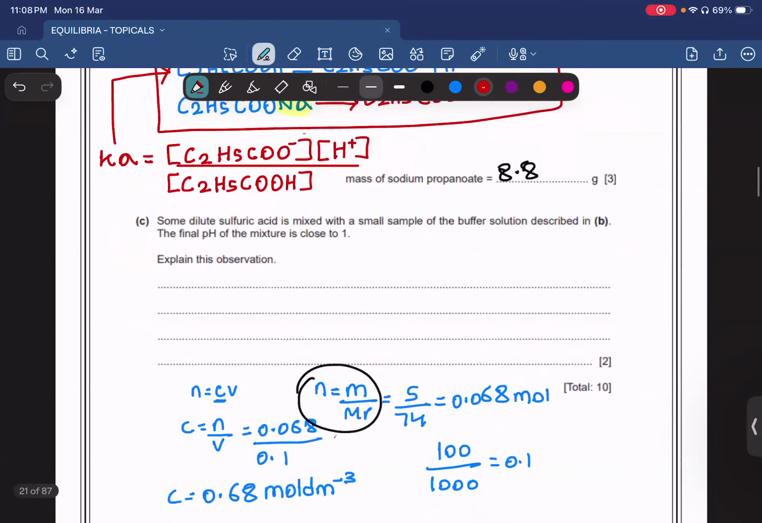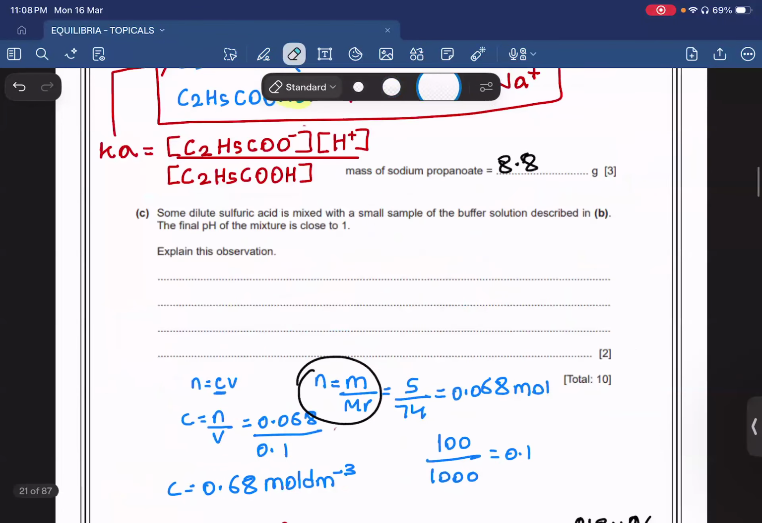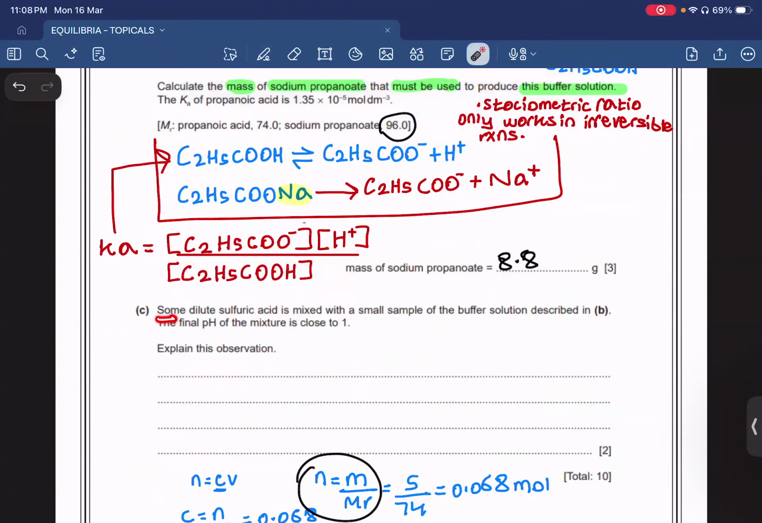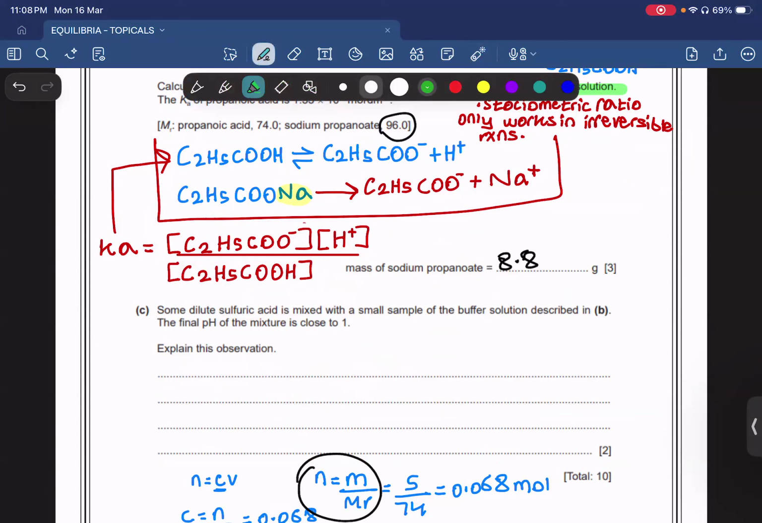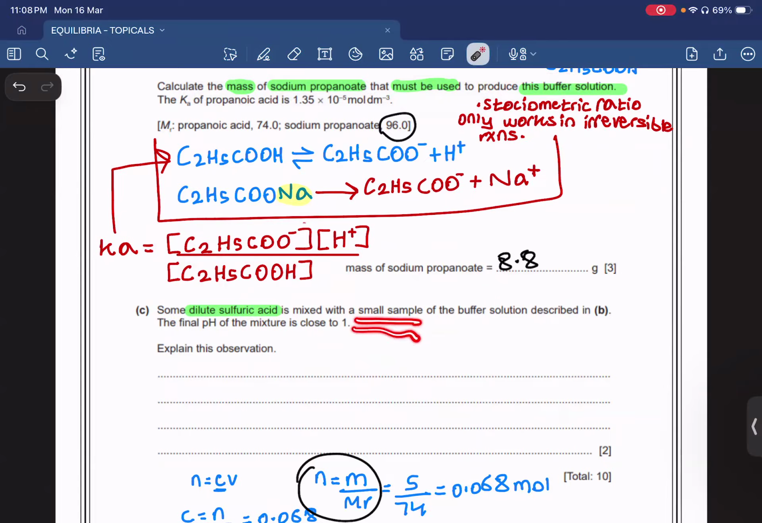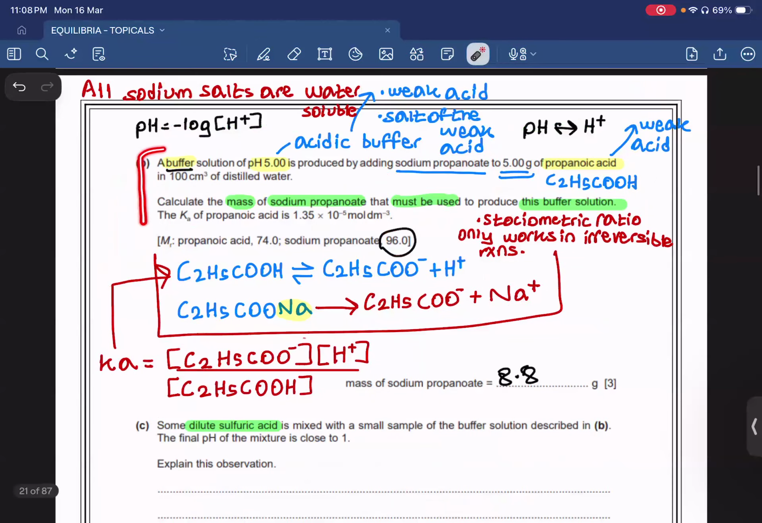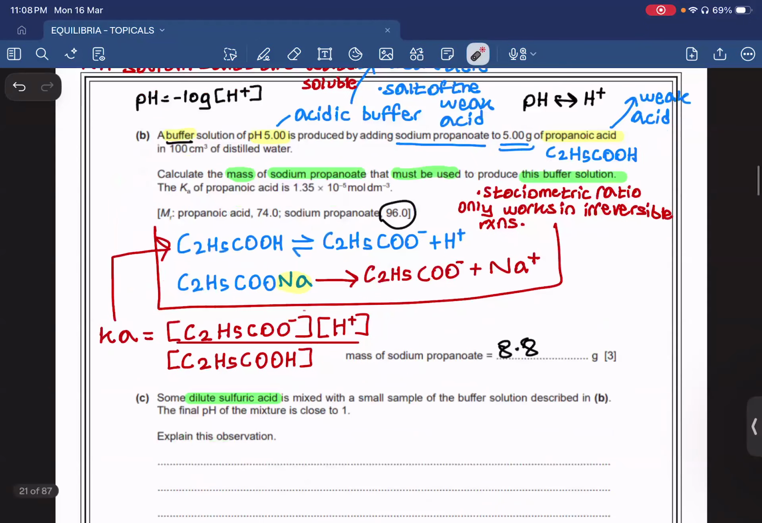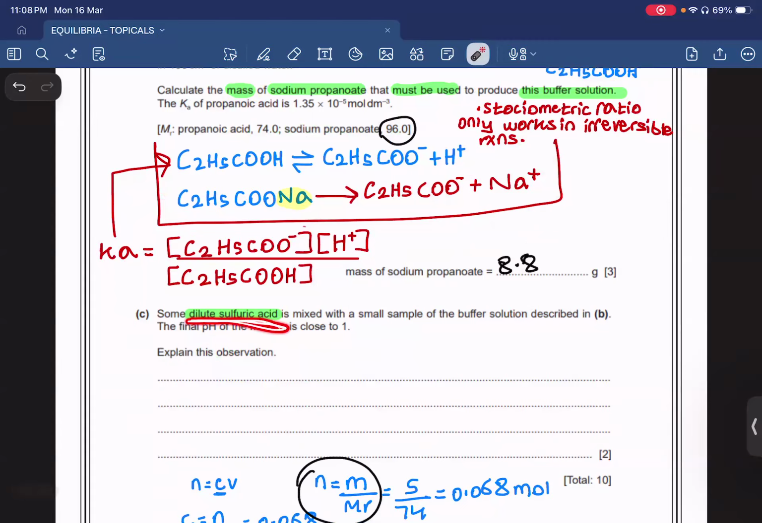Okay. Now let's see. Let me erase. Let's just keep it as it is. Okay. Some dilute sulfuric acid is mixed with a small sample of the buffer solution described in part B. So this buffer solution right here, you take a small sample of this buffer solution and you mix it with some dilute sulfuric acid. The final pH is close to 1. Explain this observation.